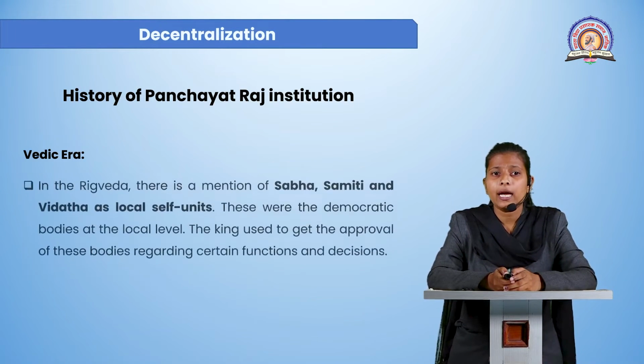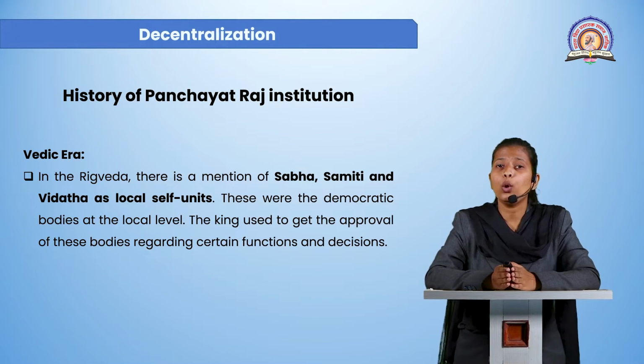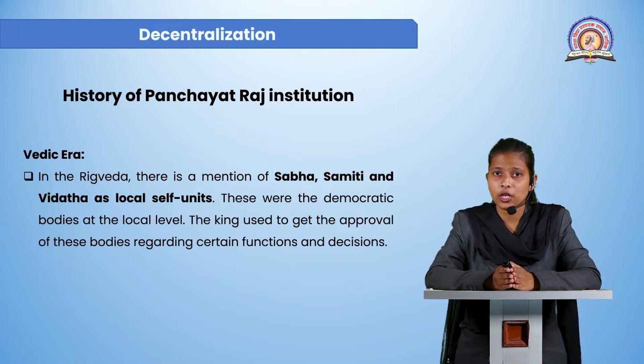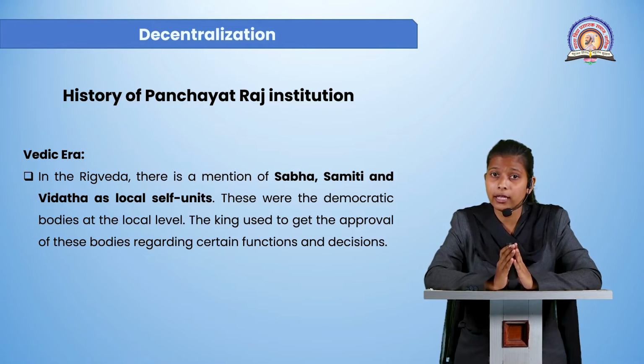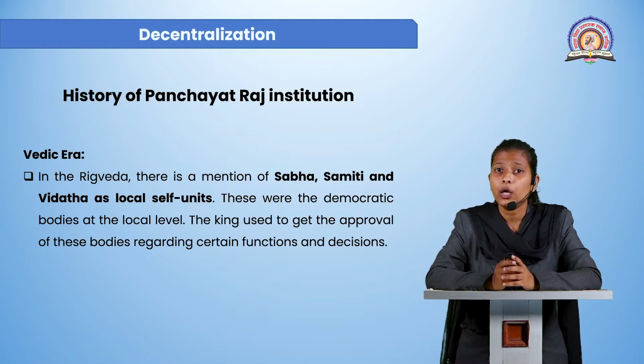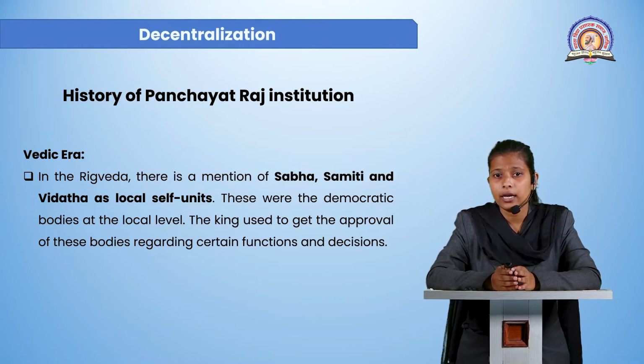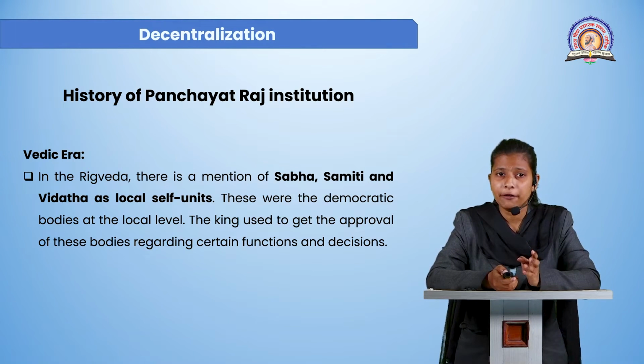After that, in the Vedic era, in the Rig Veda, there is a mention of Sabha, Samiti, and Vidhata as local units. As we have today, Panchayat Samiti, Panchayat Raj at the block levels. So in the Rig Veda, there were Sabhas, Samitis, and Vidhatas. So there were democratic bodies at the local level. So the king used to get the approval of these bodies regarding certain functions and decisions. In very simple words, the Sabha, Samiti, and Vidhata are democratic bodies at the local level. So the king used to get the approval from those bodies regarding certain functions, decisions, or power. So this was about the Vedic era.